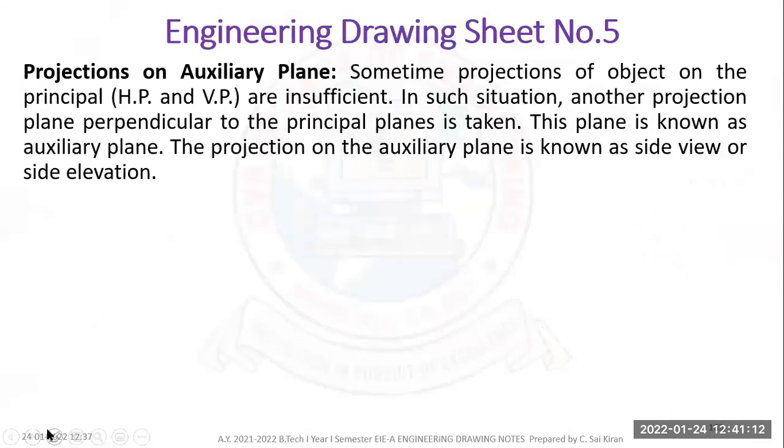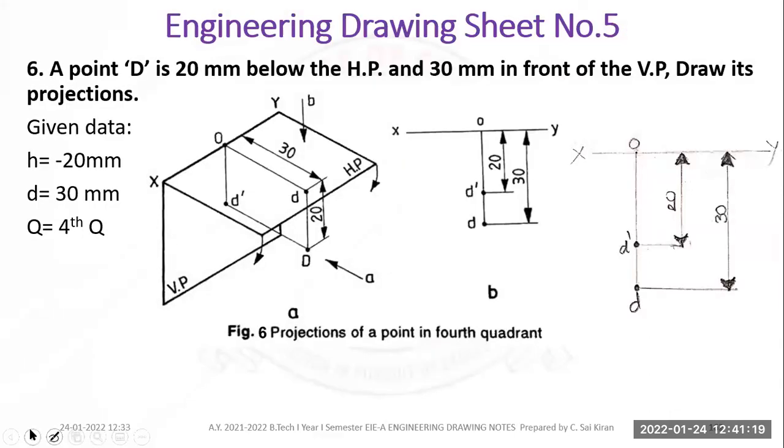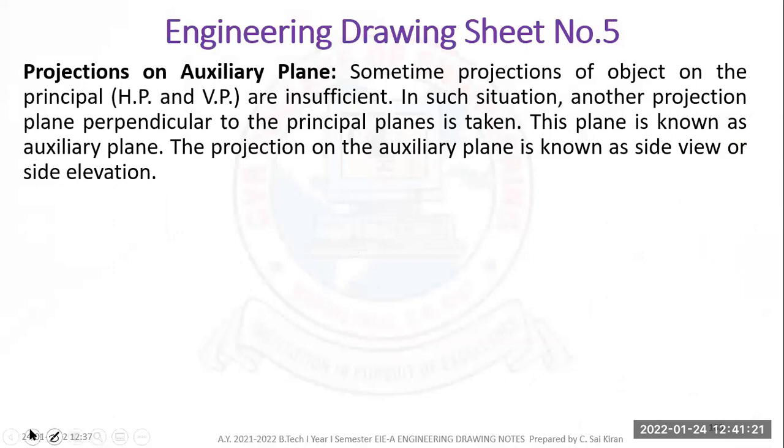In the previous 6 problems, what we learned is only the front view and top view, only the vertical plane and horizontal plane. There is another projection on the auxiliary plane to know the side view. If the shape is very complex, then we will project the object shape on the side view also, so that we can see it.